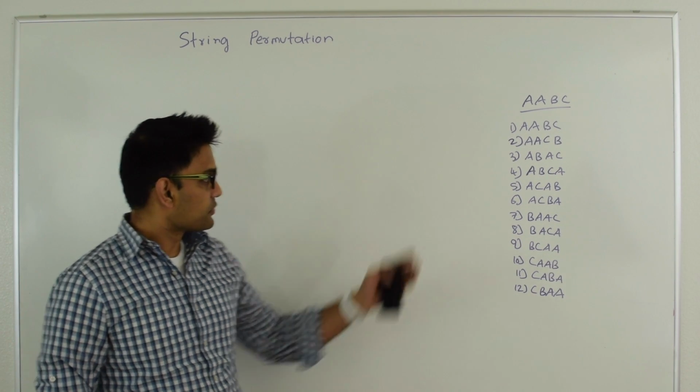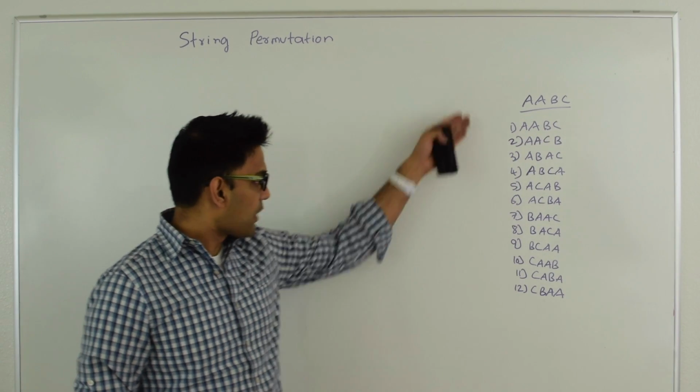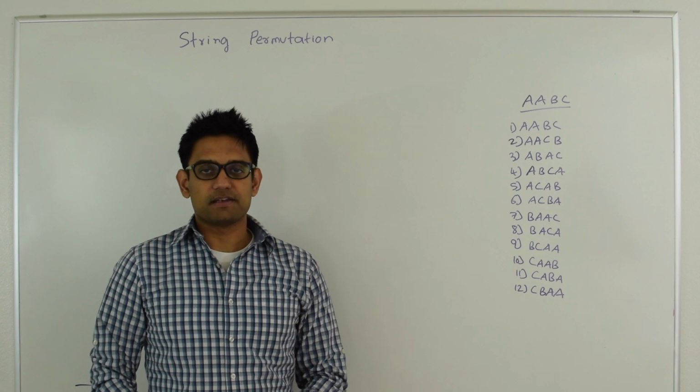So you're given an input string AABC, and this is the output we are looking for. Notice how the output is in lexicographically sorted order. There are a couple of techniques to solve this problem.